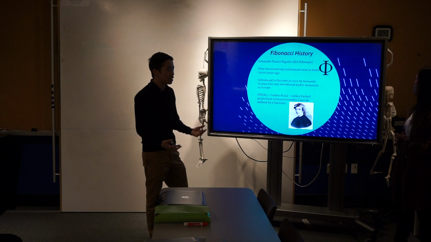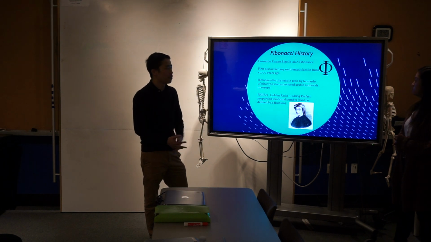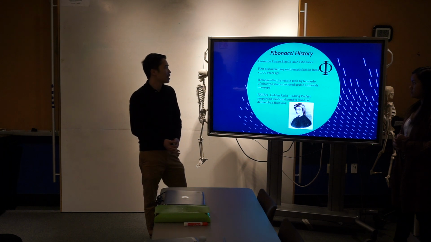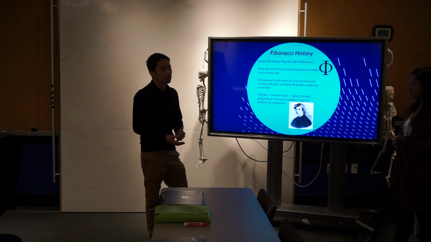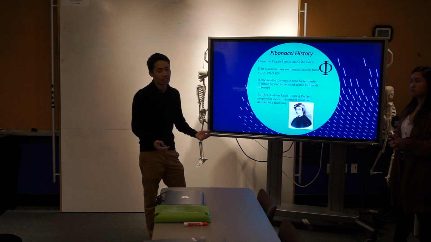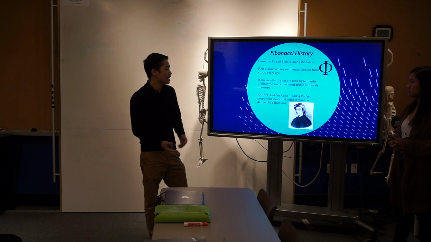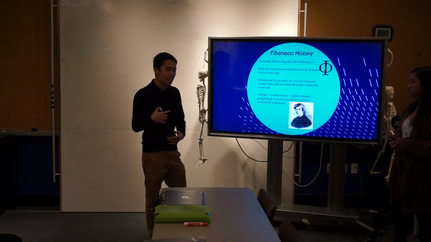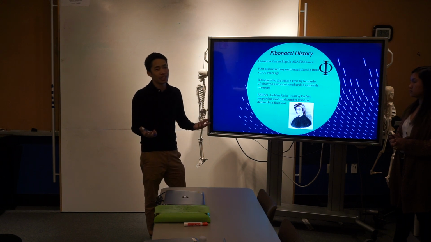The Fibonacci sequence was first discovered by a mathematician in India about 1,300 years ago. He introduced it to the West in 1202 and also introduced the Arabic numerals to Europe, and that's why we use the numbers that we use today. And with the Fibonacci sequence, he also came up with phi, which is the golden ratio.